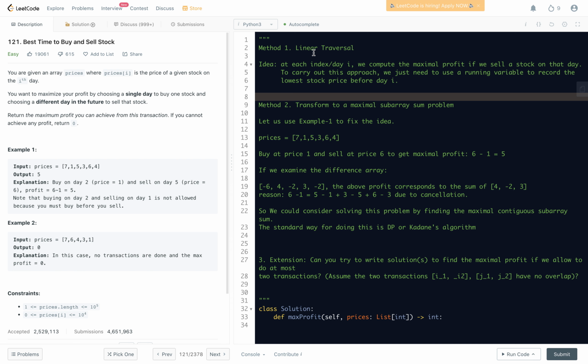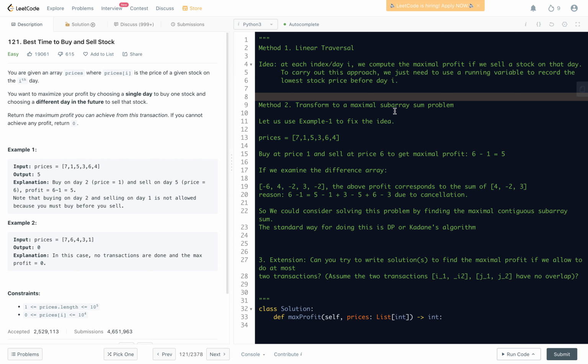The first method is more direct, specific to this problem itself. It's a linear traversal. The idea is the following. At each index or day i, we compute the maximum profit if we sell the stock on that day i. To carry out this approach, we just need a running variable to record the lowest stock price before day i. Then we consider the difference, so we get the possible maximum profit for each day i. Then we just return the maximum.